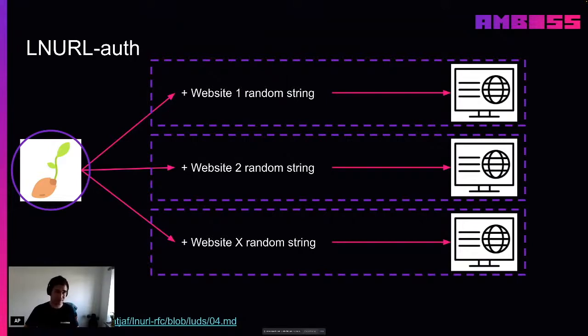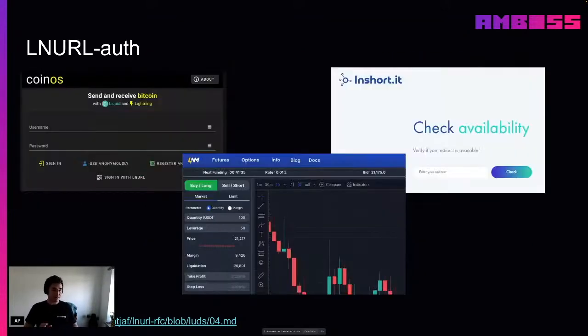So huge advantage here. Now, there are already some products or websites that use this LNURL-auth. For example, Koinos is a web wallet. You can create an account. It's almost like an anonymous account because it's just using this ID that is generated based on your seed. And you can create an account there, send, receive Bitcoin. I think they even have Liquid functionality: Bitcoin, Lightning, Liquid.